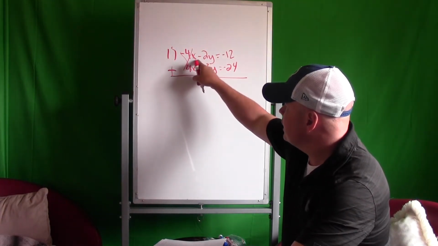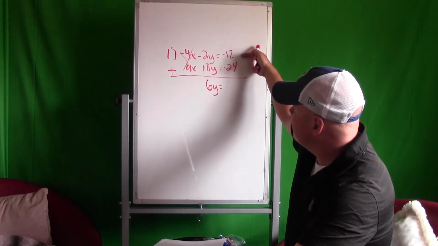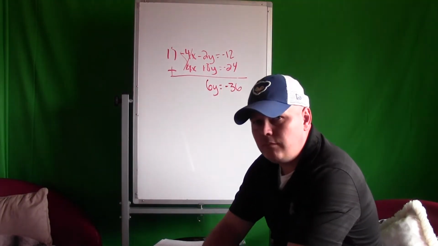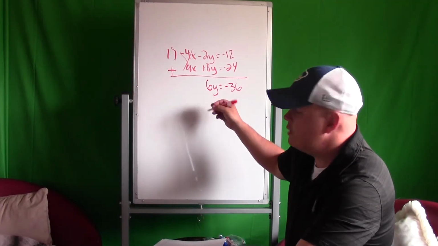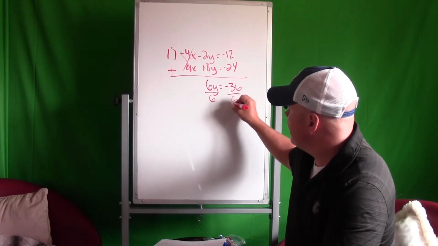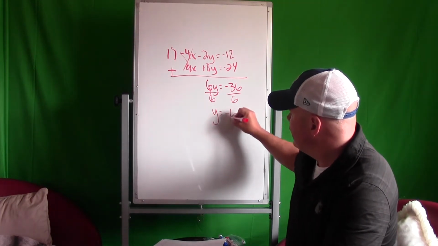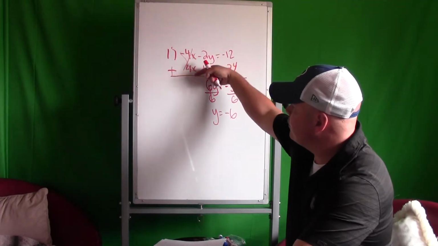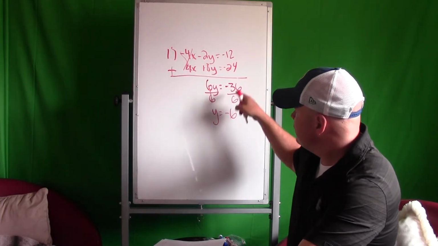So I do the same thing. I go negative 2y plus 8y to get 6y. And I get negative 12 plus a negative 24 to leave me with negative 36. Okay? Now I've combined, and I'm in a situation where I can solve for this y. I'm going to divide both sides by 6, because now y is by itself. And I get y is equal to negative 6. So those are my first steps. My first step was I found the term that I could eliminate. There was no need to scale. And then I combined, and then I solved.